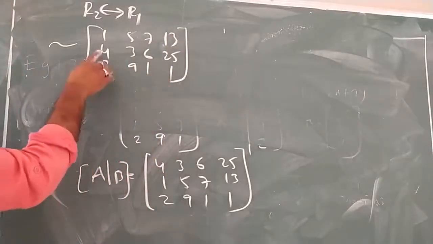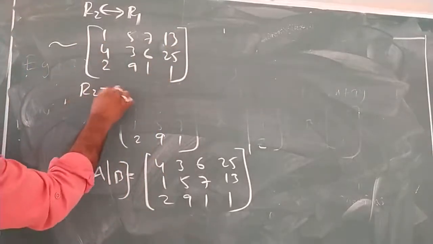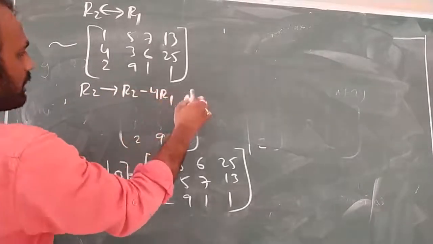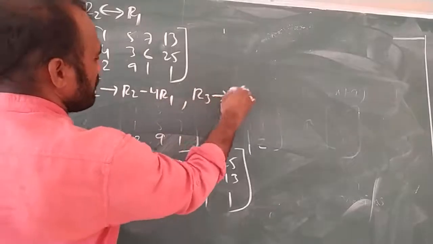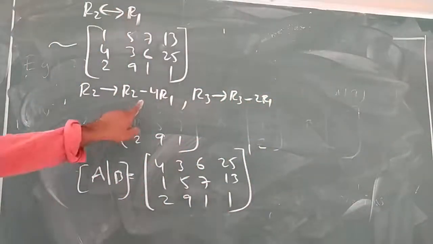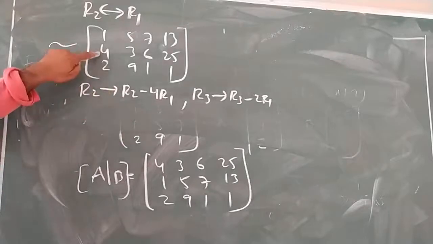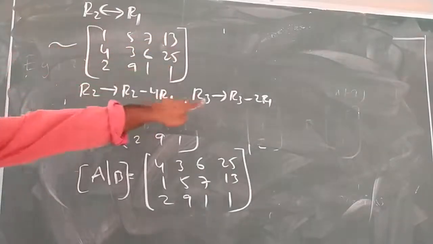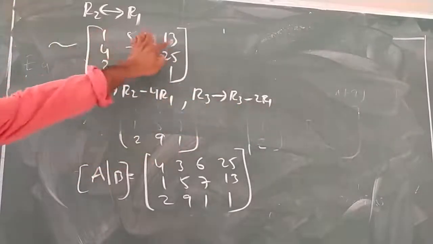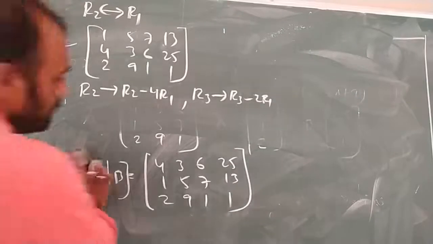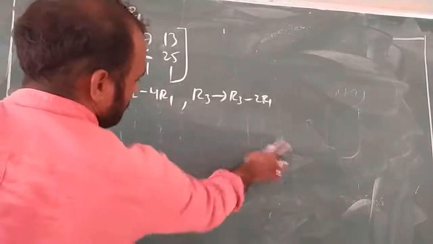Second operation, R2 can be written as R2 minus 4R1. Another operation, R3 can be written as R3 minus 2R1. Why am I doing this operation? It will give 0. See here, 4 minus 4 into R1, the total row we have to multiply with 4. Here the total row we have to multiply with 2 for this operation. So R2 and R3 are going to change. In what manner are they going to change? Let us see.